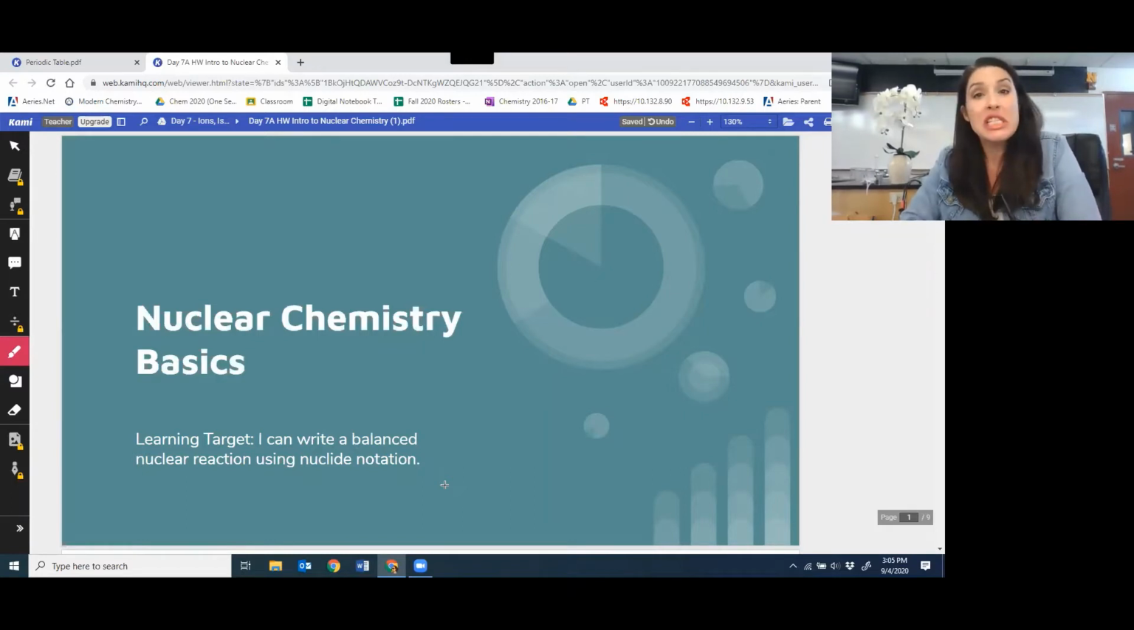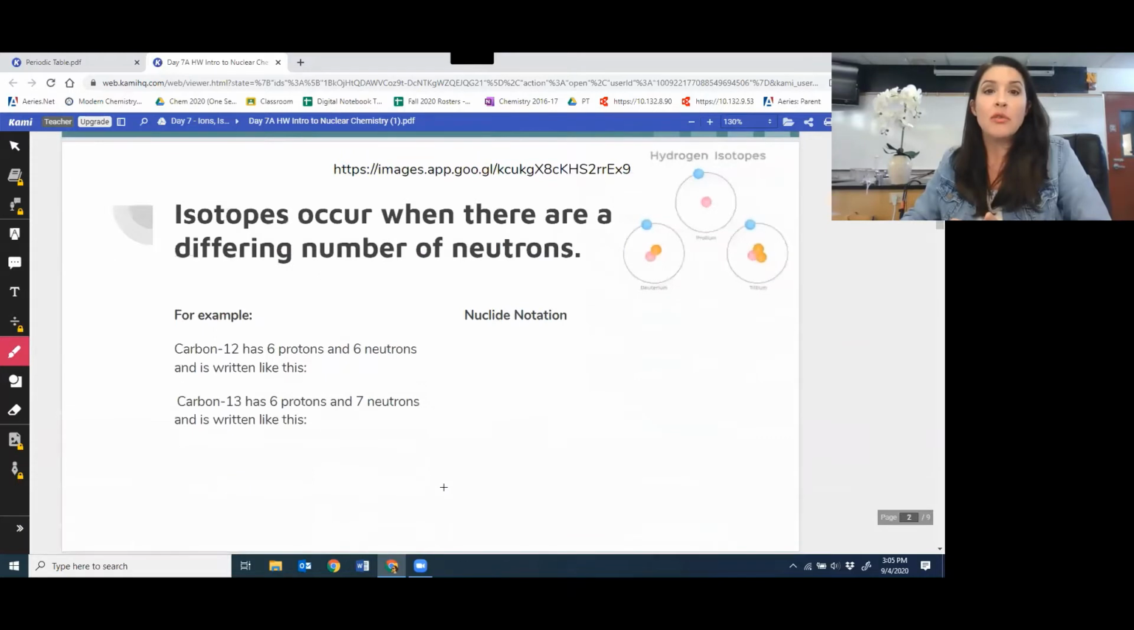So our learning target for today is to be able to write balanced nuclear reactions using something called the nuclide notation. When we use the nuclide notation, we are very quickly and easily showing the reader the isotope of the element that we're talking about, the element in question. So let's take a look at my picture example up here.